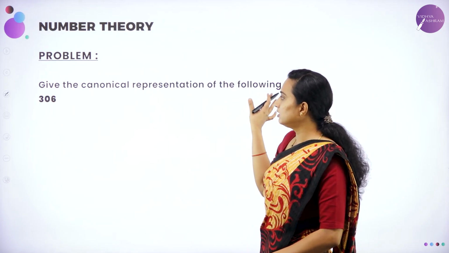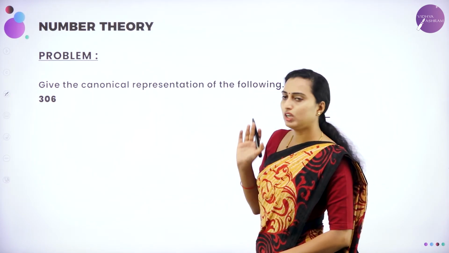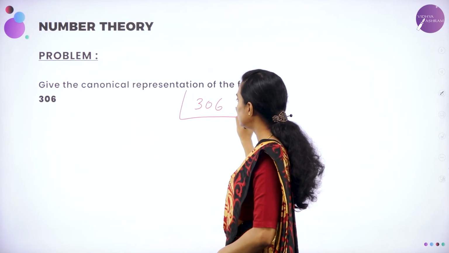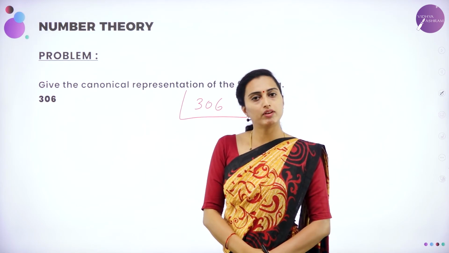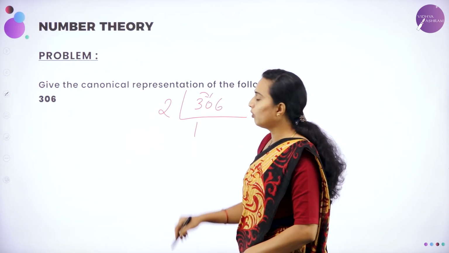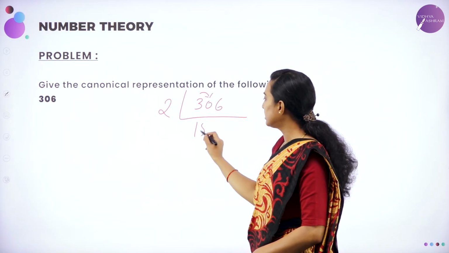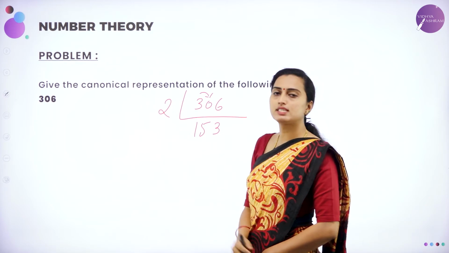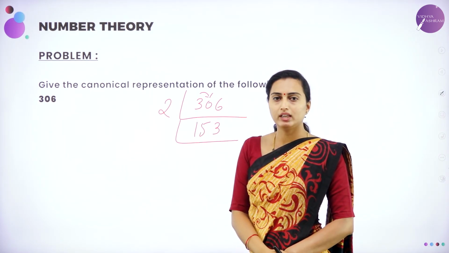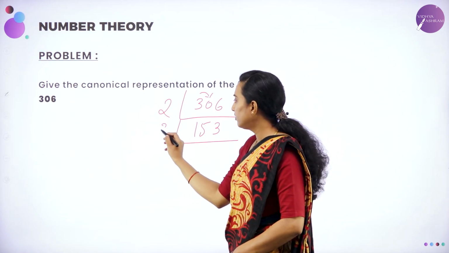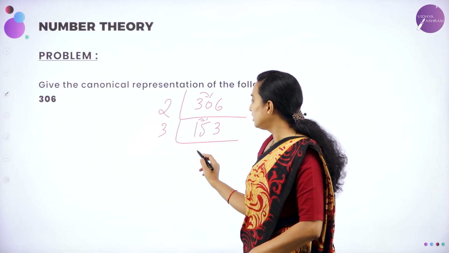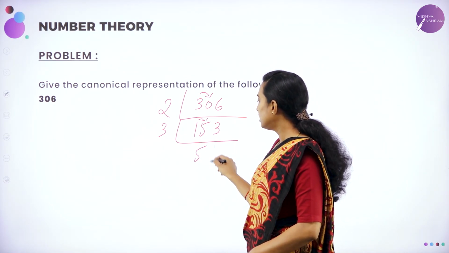Next, give the canonical representation of 306. Let me find out here. By prime factorization, the number is ending with 6, even, prime number is 2. So 2 1s are 2, 2 5s are 10, again 2 3s are 6. Again 3 is an odd number which can be divisible by only 3. Now 1 cannot be divisible by 3, so it is carried over, which will become 15. 3 5s are 15, 3 1s are 3.